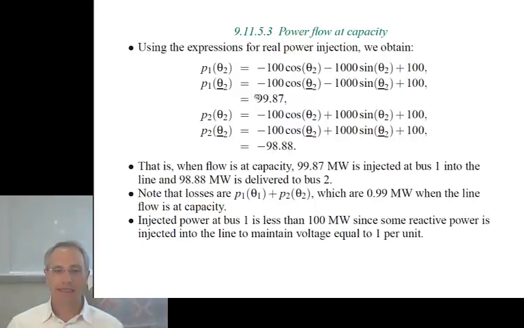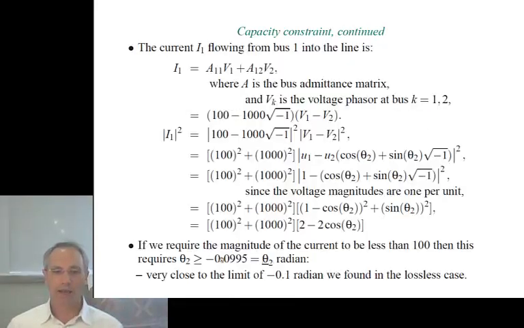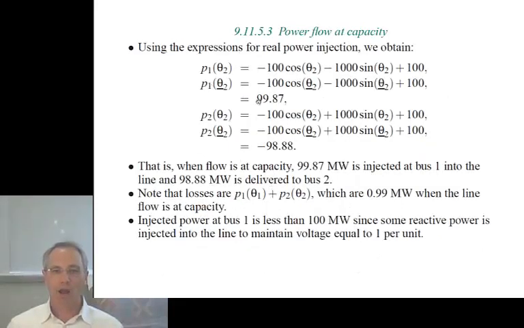That's telling us that at that angle condition of theta 2 underline equals minus 0.0995 radians, we find that 99.87 megawatts is injected at end 1, and we get out 98.88 megawatts. We could say that minus 98.88 megawatts is injected, or putting it more simply, 98.88 megawatts is delivered to bus 2. The losses are given by the sum of P1 and P2, and adding these together we get 0.99 megawatts when the line flow is at capacity.